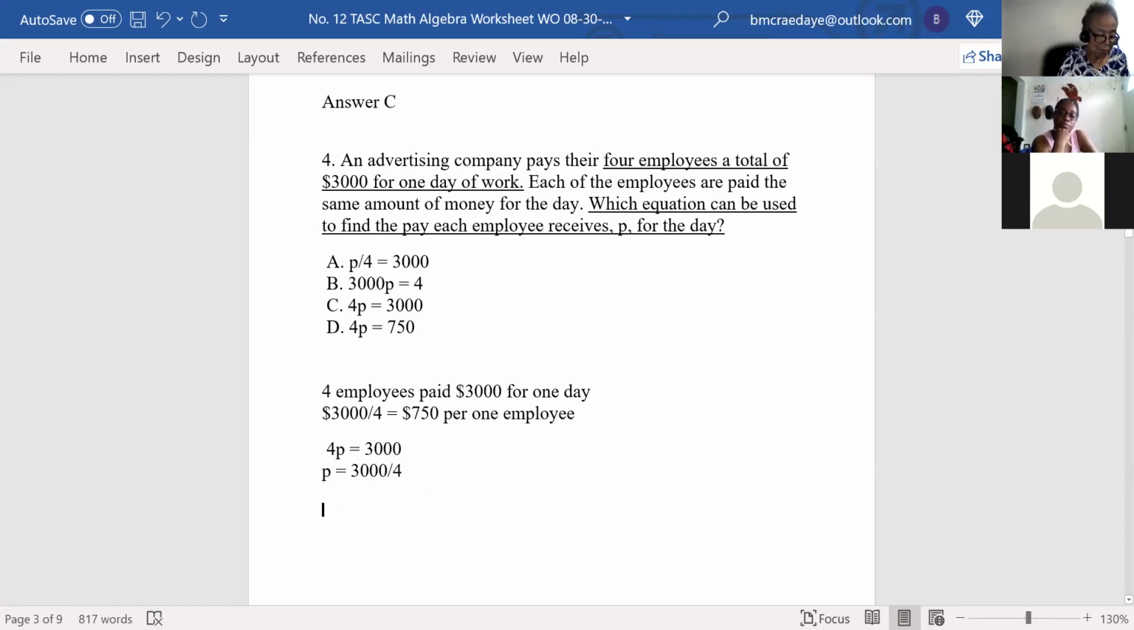Okay, answer C. Okay. Questions on 4? See, when you plug in the numbers and you see the operation, the $3,000 divided by 4, that's the total of employees. So you look at the expression where 3,000 is divided by 4. Remember, you do the opposite. This is a multiplication. So to get P, you have to divide by 4. Answer C. Questions on number 4?